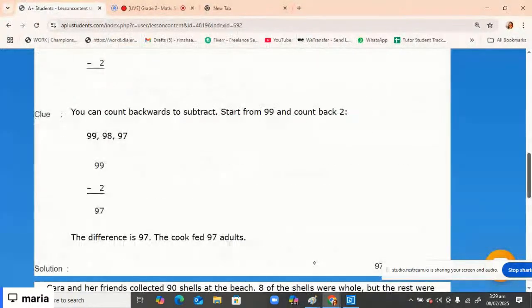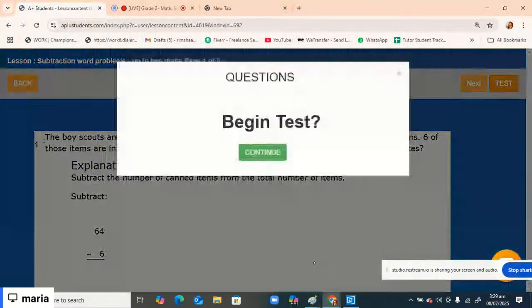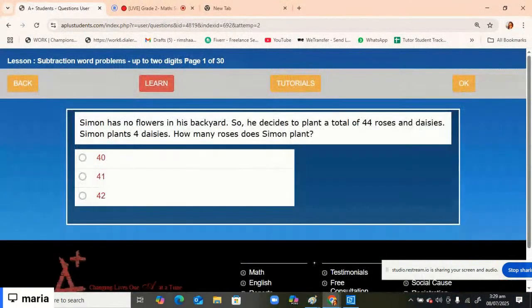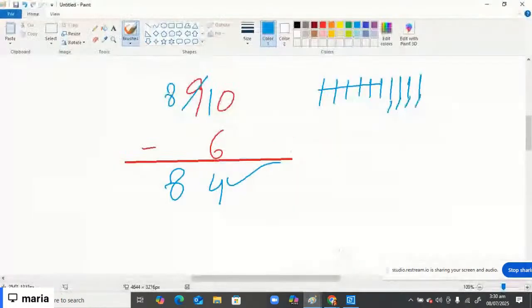Now let's do some test questions. Simon has no flowers in his backyard, so he decided to plant a total of 44 roses. Simon plants 4 daisies, so how many roses does Simon plant? So the total is 44, and how many are daisies? That is 4. So 44 minus 4, let's see.